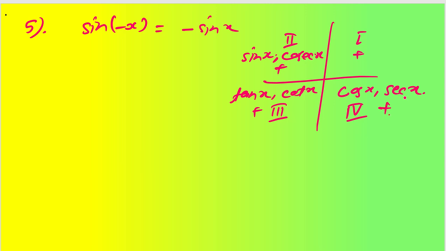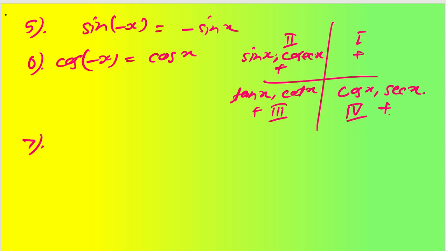Next, number 6, we have another formula. Sine of minus x we saw, now we will see cos of minus x. Cos of minus x is again cos x. So cos of a positive value or a negative value will always give you a positive value. Then there are some formulas like addition.